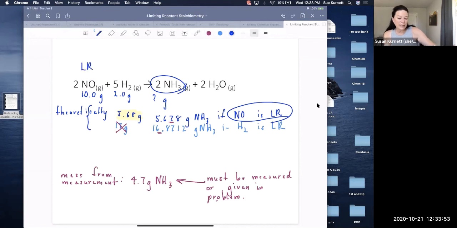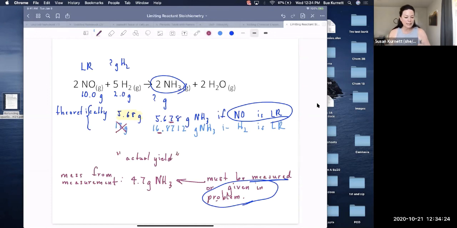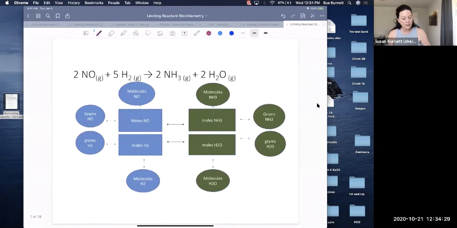One question might be how many grams of hydrogen remain? That was a problem we did previously. But this one is about percent yield. So in order to complete a percent yield question, we have to be told the actual yield. If we were in the lab, we would measure it. But since we're not in the lab, the actual yield has to be given in the problem. And now we're going to take our actual yield, divide by our theoretical yield, multiply by 100%.